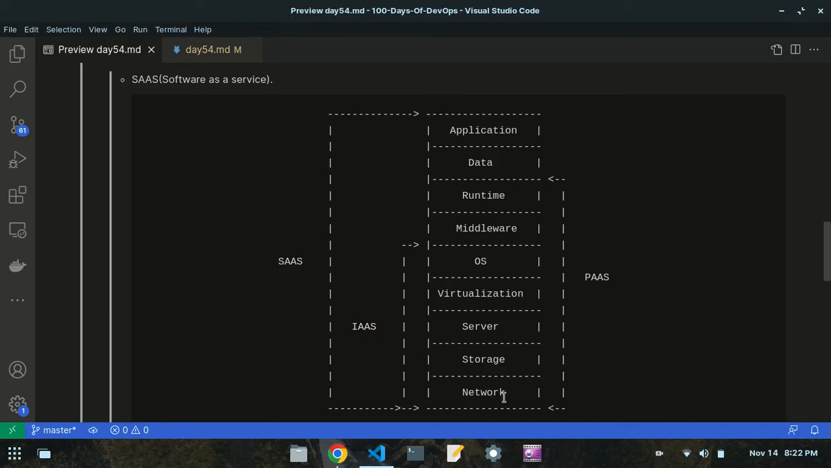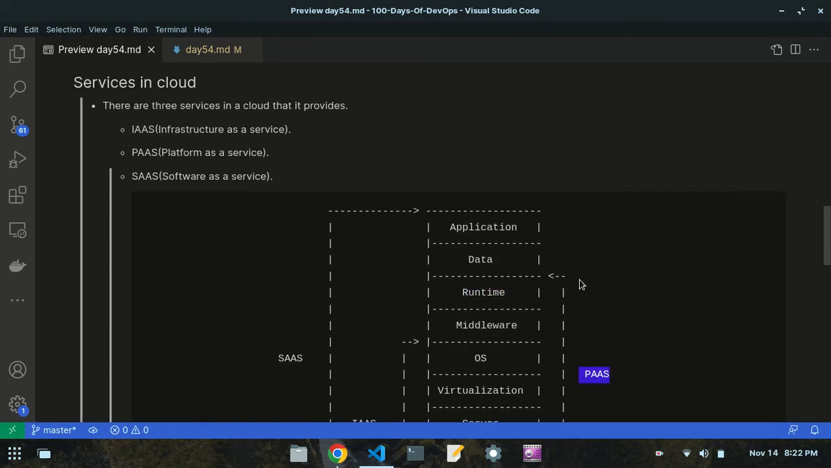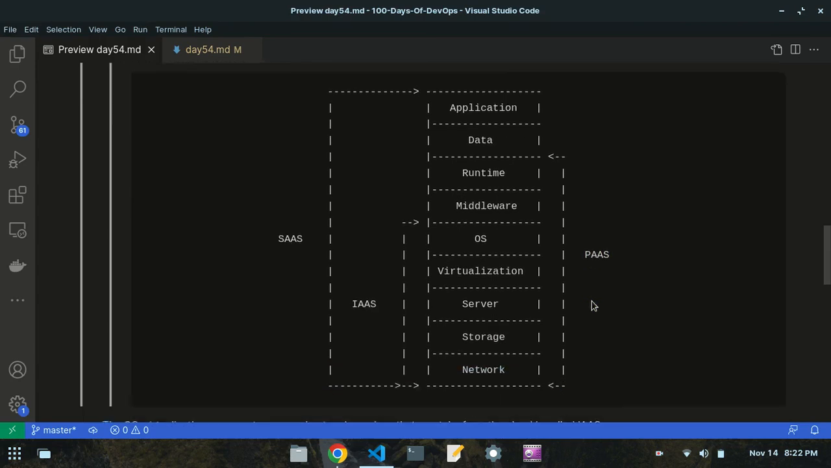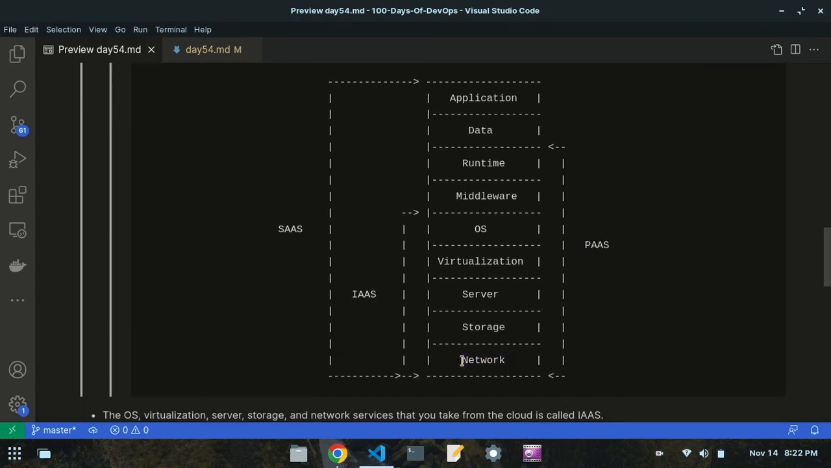And after that, if the cloud provider is providing you the service starting from network to runtime, then these services will be called PaaS, platform as a service. These services start from the network and end at the runtime. And if the cloud provider is providing you the service starting from network to the application, meaning all the services, then this will be called SaaS, software as a service. I hope you understood.